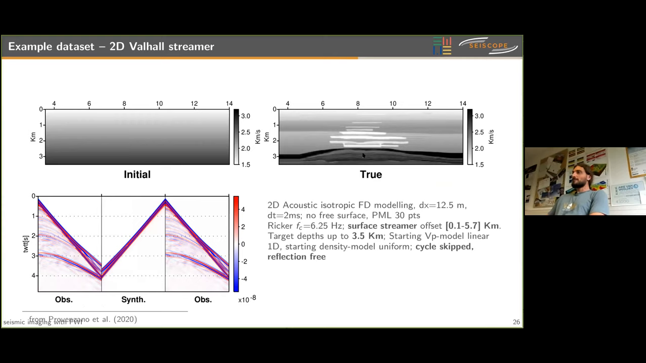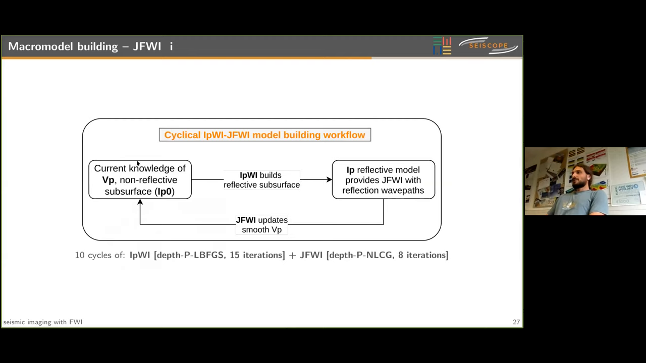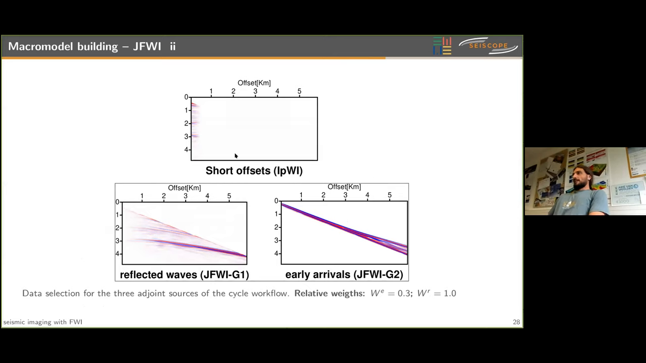So here again, the same case study with the synthetic data, the initial model, and the true velocity model. Here is the workflow we are using. We build impedance or reflectivity by a nonlinear inversion, and then based on that, we update the velocity. As you can see, we are cycling 10 times here over this whole workflow. To build impedance, we rely on short offset reflection, and then here is the separation between reflected wave and direct wave for the velocity update.